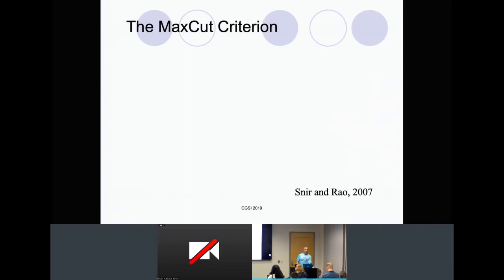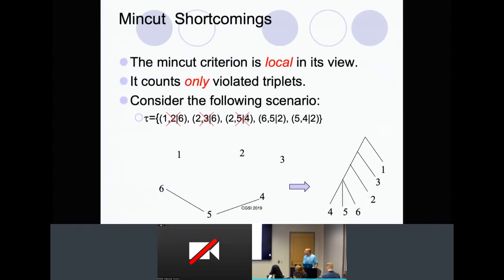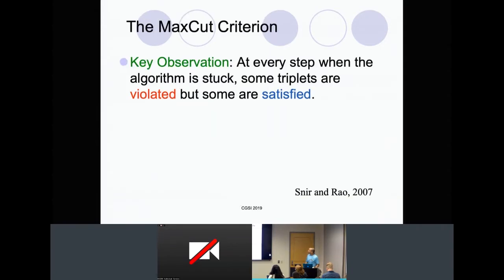Now consider this idea. This is already with Satish Rao from Berkeley. In my postdoc, I came to him with this idea and told him something like that. At every step, when the algorithm is stuck, some triplets are violated, but some are also satisfied. Let's try to do something about these. So not only consider how to minimize the number of violated triplets, but also to satisfy the most.